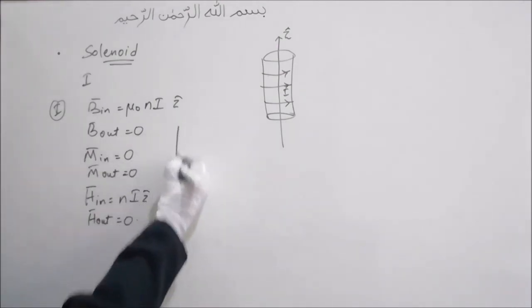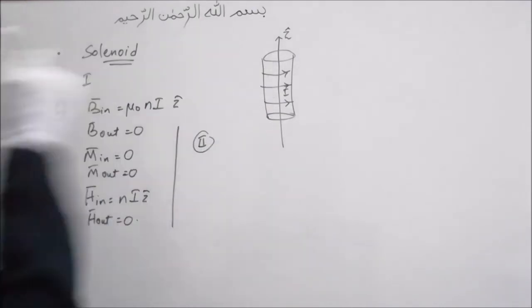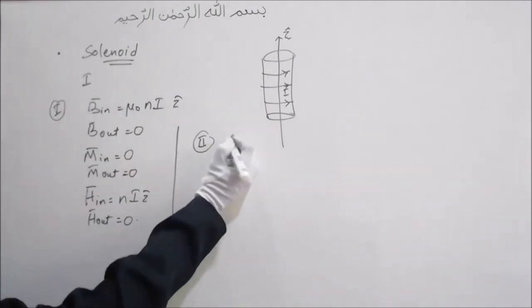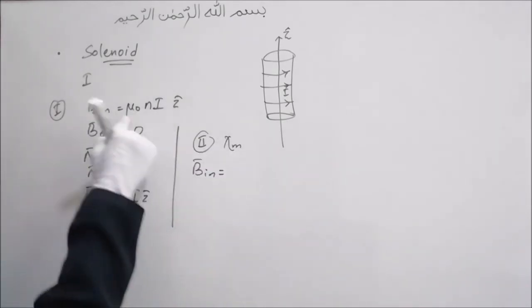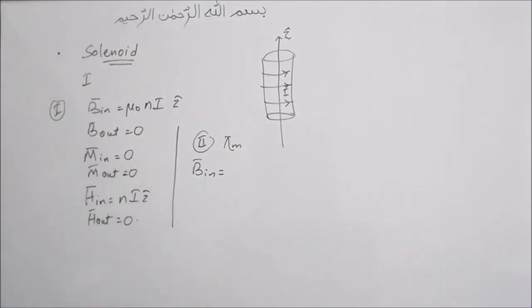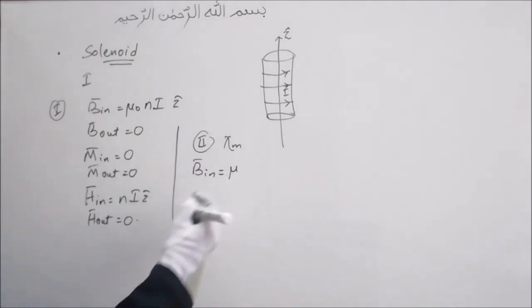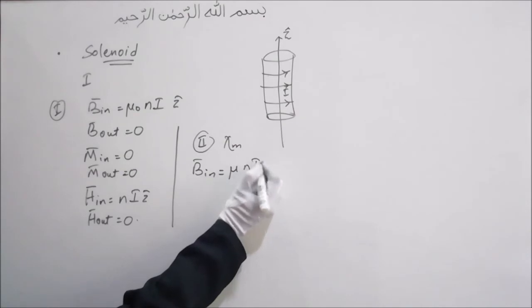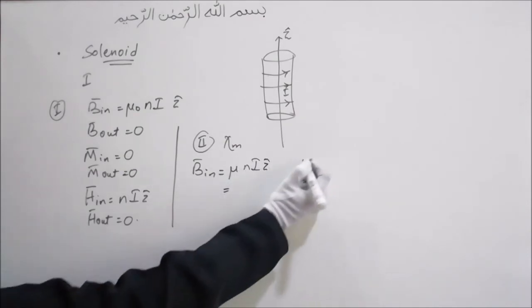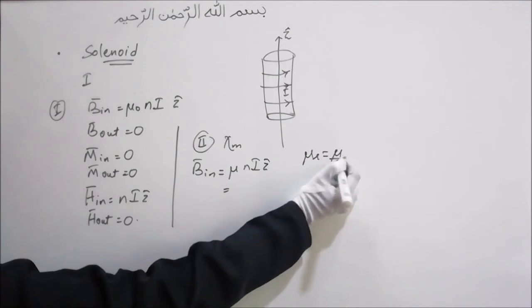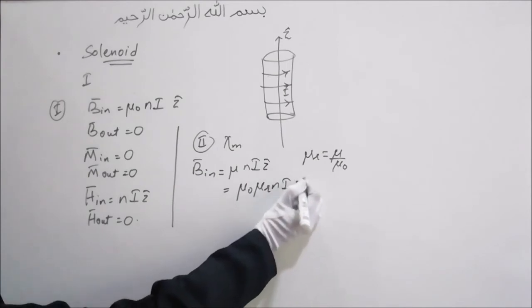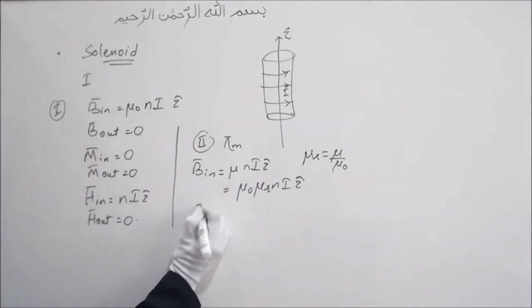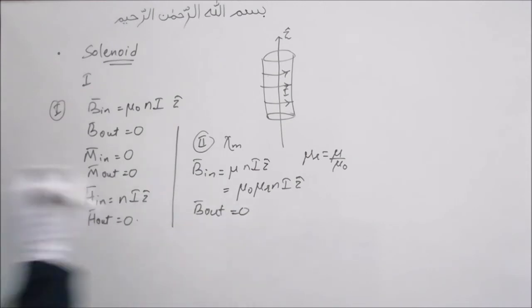Now case 2 is when this solenoid is filled with a linear material with magnetic susceptibility chi m. Then inside the magnetic field will be, instead of mu naught, which was permeability of free space, now the permeability of the material mu into N I z hat. And we know mu is equal to what? We saw mu r is equal to mu upon mu naught. So mu is mu naught into mu r. This will become mu naught mu r N I in the z hat direction. Again, the magnetic field outside will be 0.